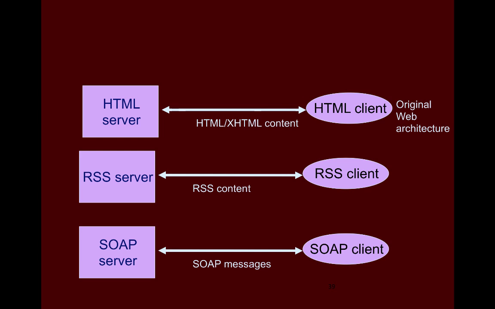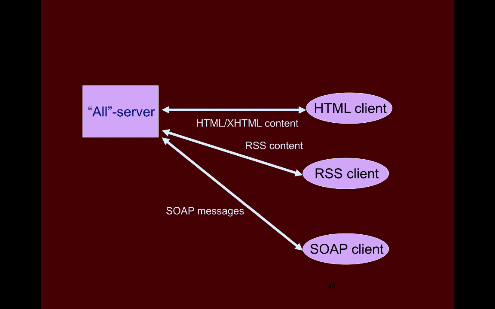Okay, so now we started off with the first architecture above. We have HTML web pages, which is the standard in the web, and then you have HTML clients and HTML servers, right? And then with XML, you can also have RSS clients and RSS servers. So RSS servers just serve up RSS XML documents instead of HTML documents. And then you could also have SOAP clients and SOAP servers serving up SOAP messages.